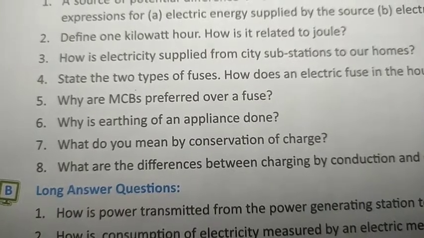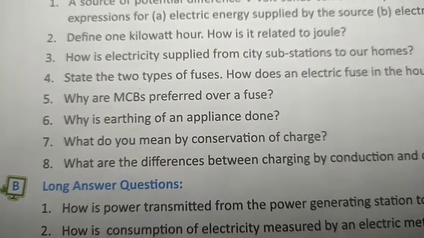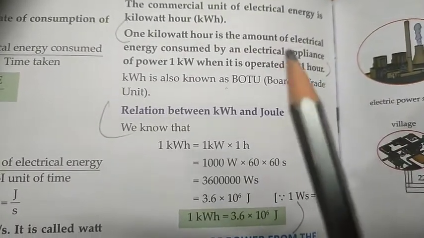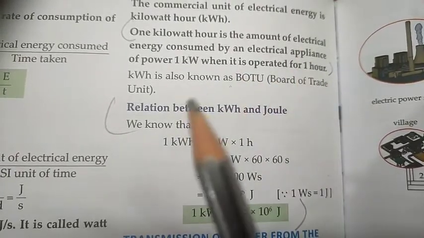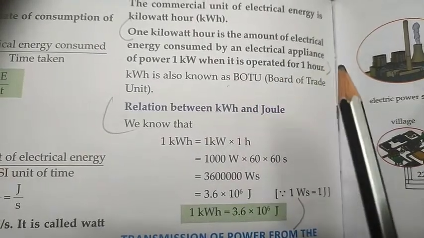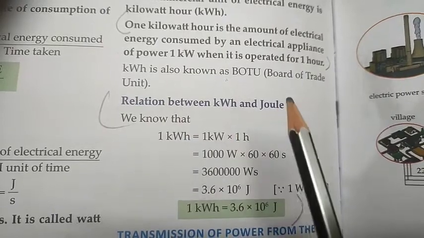Question number 2 is define 1 kilowatt hour. How is it related to joule? So 1 kilowatt hour is the amount of electrical energy consumed by an electrical appliance of power 1 kilowatt when it is operated for 1 hour. And what is the relation between kilowatt hour and joule?